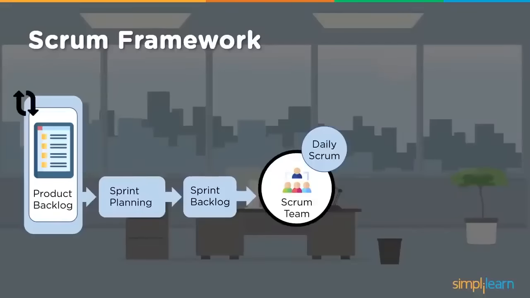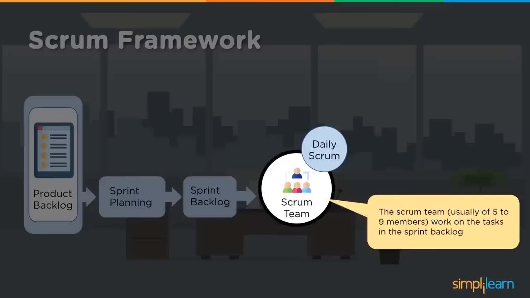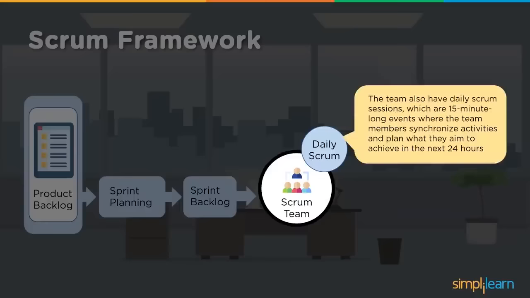Now the Scrum team, which is a self-organizing team, as we mentioned, maybe 5 to 9 members, works on the tasks in the sprint backlog. And they will also have daily scrums, where the team discusses for 15 minutes, synchronizes activities, and plans what they aim to achieve in the next 24 hours, and what is accomplished against what was discussed in the previous daily scrum. If any further discussions need to be done, that can be taken as a separate meeting, not as part of the daily scrum. So generally the daily scrum meeting would be 15 minutes. It should not go more than that. It's an indicative time, so quicker updates to understand what is happening.